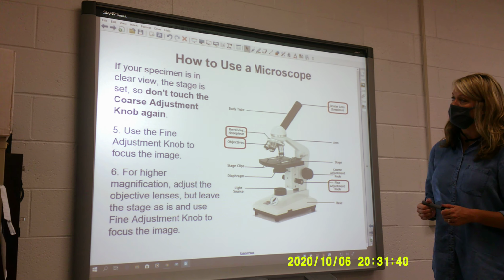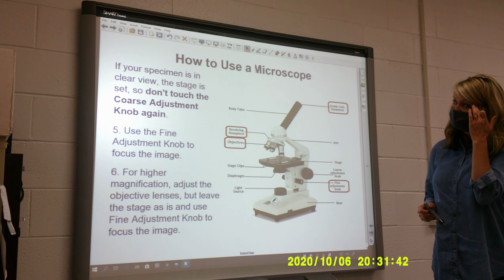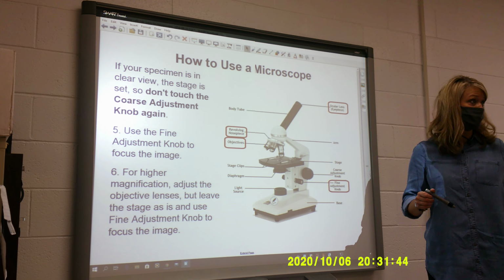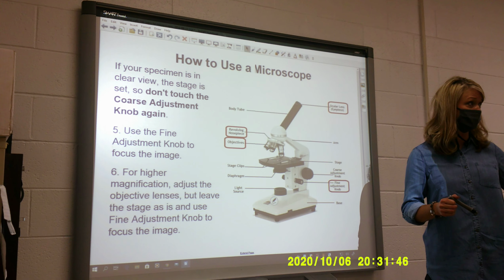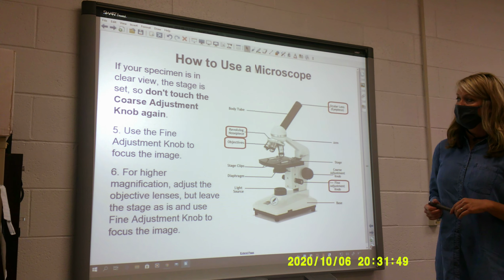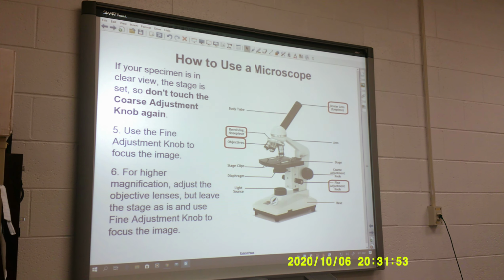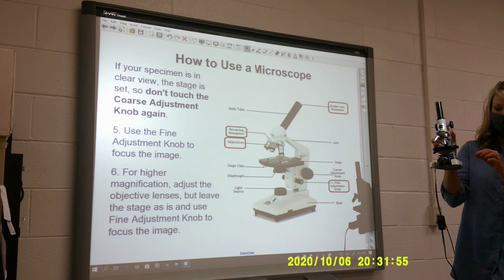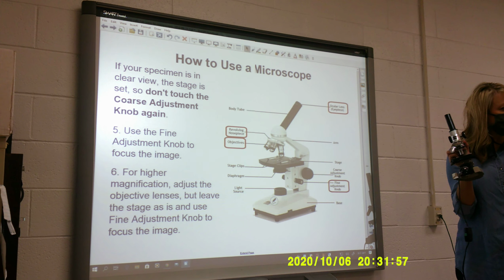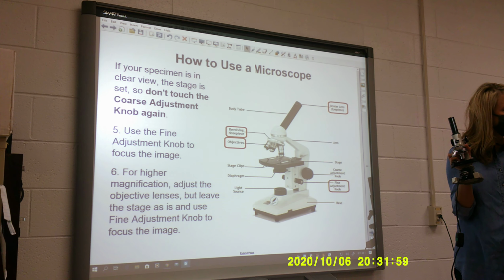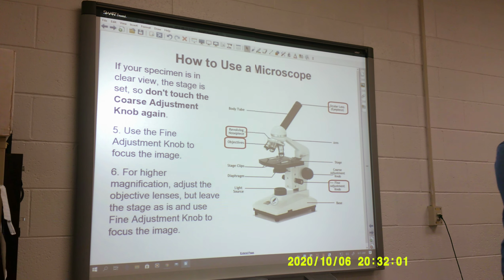How to use the microscope. If your specimen is in clear view, the stage is set, so do not touch it again. Once you see it, then it's where you want it to be. You don't want to move it again. Use the fine adjustment knob, which is right here, which this one doesn't have, because again, it's a simpler one. It would be right here. It's almost like a fine tuning. You can really get in on those small details and see them better.